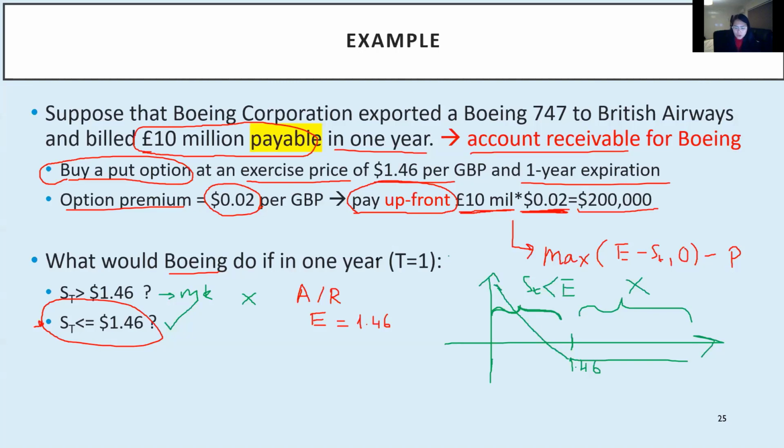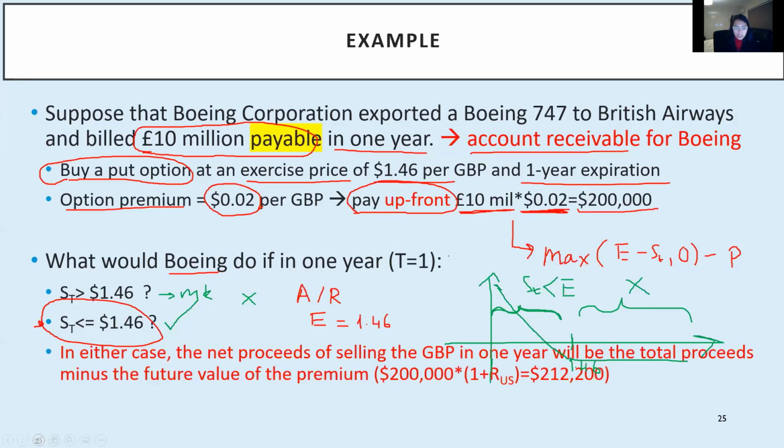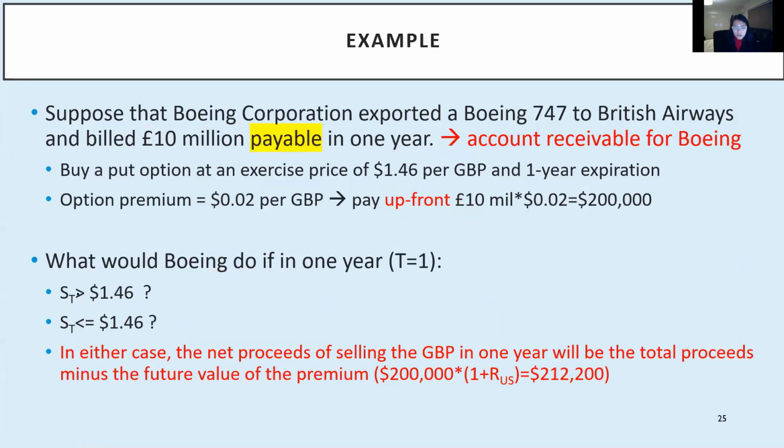So one more thing we haven't talked about. In either case, doesn't matter if the market goes up or down, I'm going to have to pay my premium regardless. So regardless of what happens in the future, I'm going to pay 200,000 US dollars as of today to buy the option. The future value of that is 212,200 US dollars, and this will be taken into account in our overall payoff, which we'll talk about in the next slide.